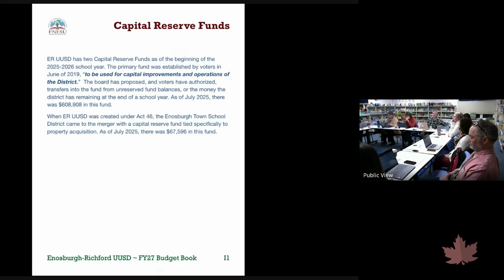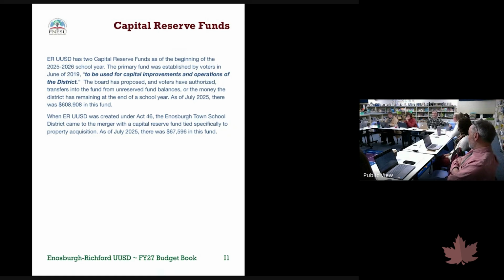What's our balance right now? 68, 67? 596. There's 67 in the property reserve, property acquisition fund. So we have 2 funds actually in this district. One is just over 600,000, and that's for capital needs. And then Enosburg Town District brought a property acquisition fund that's got 67,000 in it, and that was tied specifically for buying land or buying buildings, not for maintaining buildings.